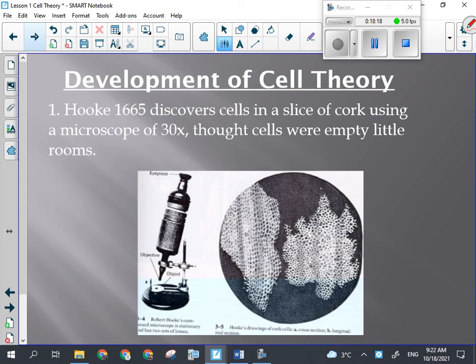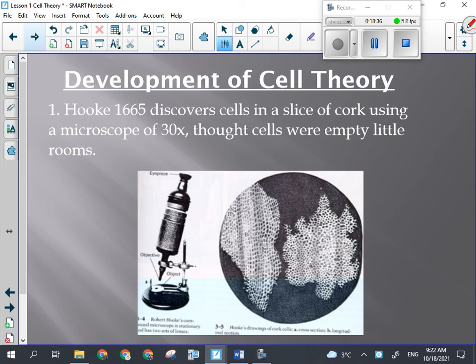Now we're not talking about an extremely powerful microscope here. This thing could magnify about 30 times. That's about what we would see on the first scanning power lens of our microscopes tomorrow. They're 40x, so they're a little bit more powerful than Hooke's first microscope.